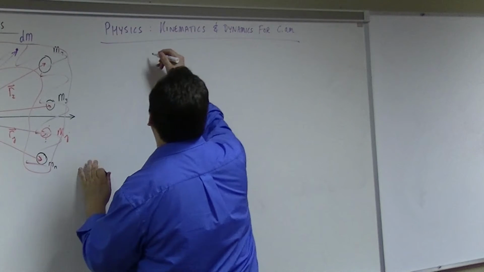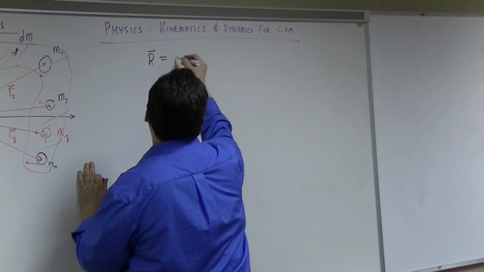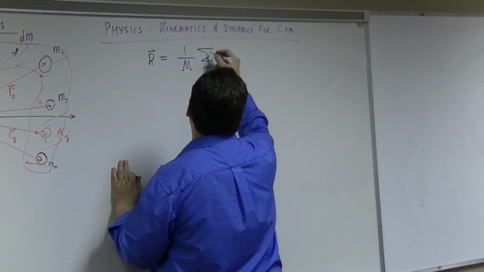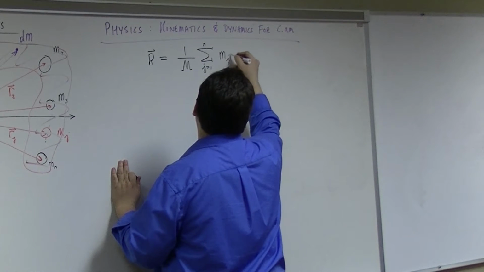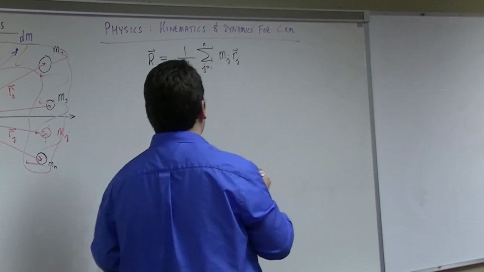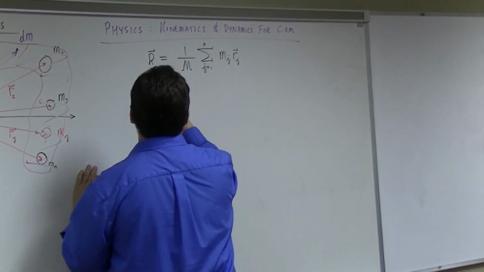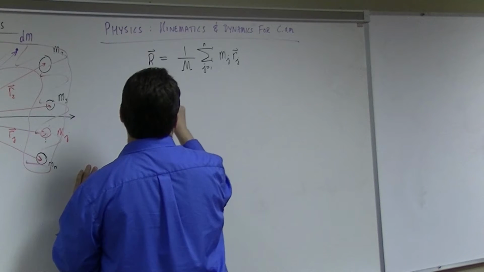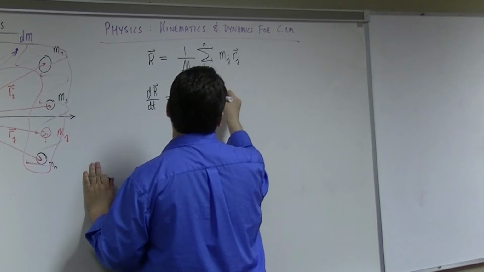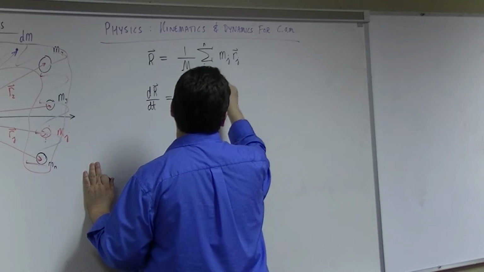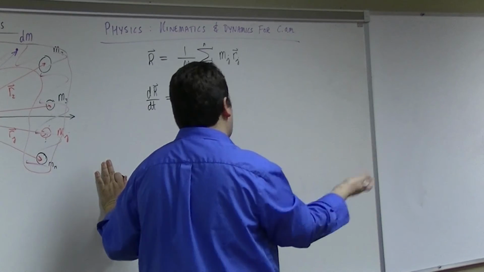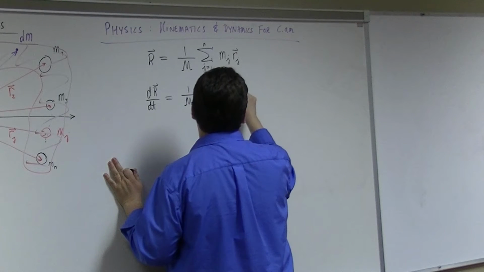Okay, so our starting point is simple. It's just that the center of mass, R, is equal to 1 over m, the sum from j equals 1 to n of m sub j r sub j. All right? So differentiate. dR/dt is equal to what? 1 over m, and basically just using linearity of the derivative and assuming that the masses are constant. The masses aren't constant in general, that's another problem entirely. But here we go.